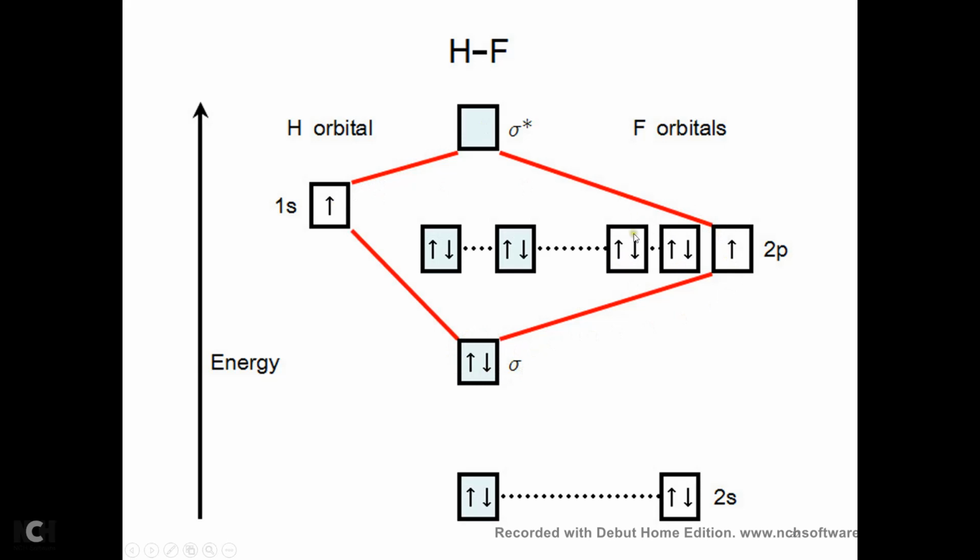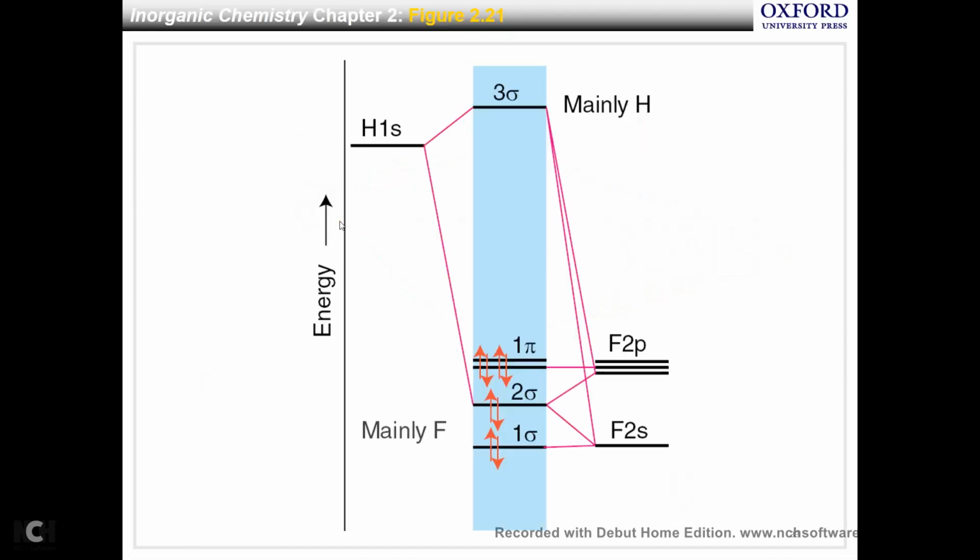How about 2px and 2py? Due to the mismatch of the symmetry, these two cannot interact with the 1s orbital at all. Still, it's hydrogen fluoride, just a different molecular orbital diagram. Again, this is the 1s orbital. This is the 2s orbital of fluorine. This is the 2p orbital of fluorine.